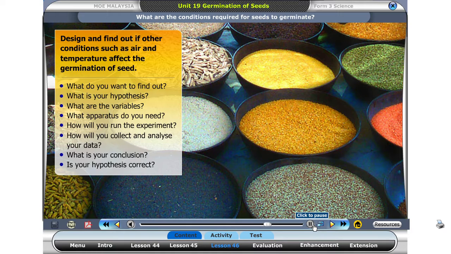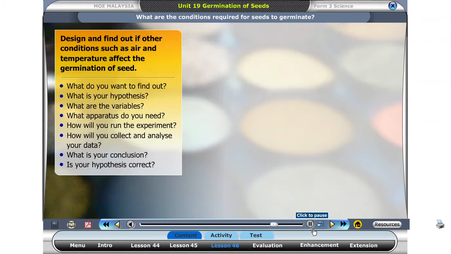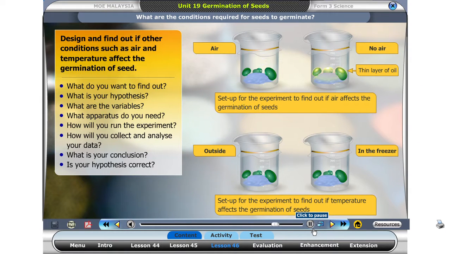You have carried out an experiment to find out if water or moisture is one of the conditions for seeds to germinate. What about other conditions? Design and find out if other conditions such as air and temperature affect the germination of seeds. Discuss with your friends the variables you need and how you are going to carry out these experiments.